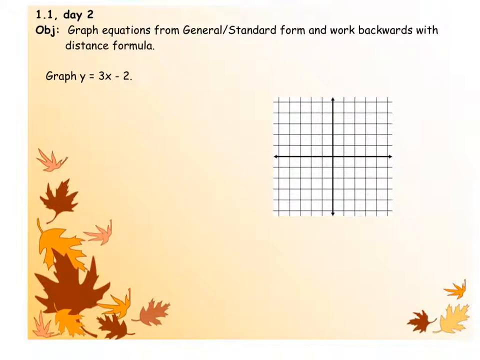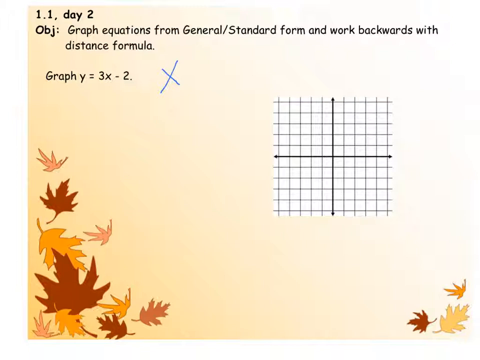All right, here we are with our second day of 1.1. So lines, points, graphing, a little bit of the distance formula. That's going to continue to be the focus here. I just want to talk briefly about how we would go about graphing a line.